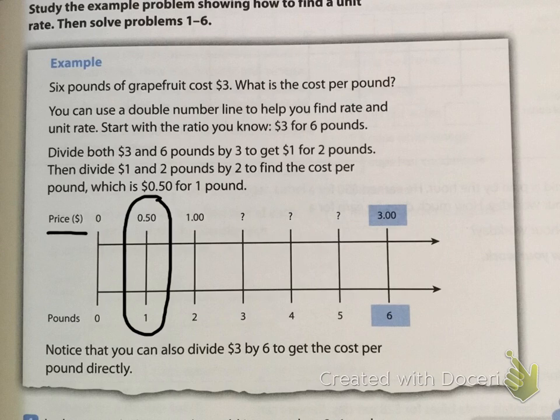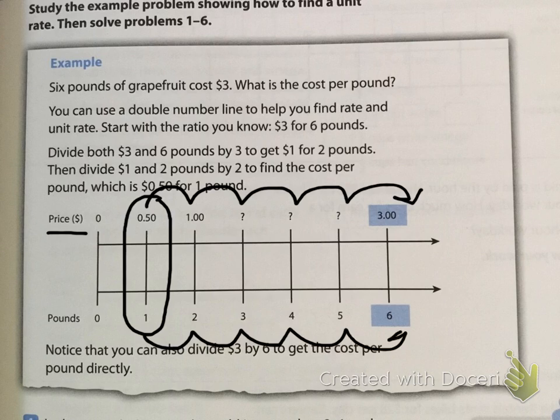So probably the easiest way students see the missing numbers is by counting up by 50 cents. Now keep in mind that sometimes works and sometimes doesn't, depending on the numbers that are on the bottom. So you can see they're only adding 1 pound at each time. So that means all we have to do is add 50 cents at each time.